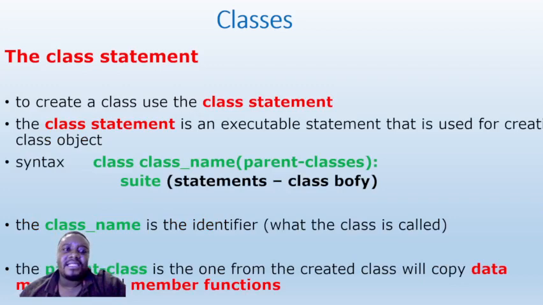To create a class, use the class statement. The class statement is an executable statement that is used for creating a class object. So the syntax of a class: use a class name, in brackets the parent classes, and then the suite of statements. The class name is the identifier, what the class is called. The parent class is the one from which the created class gets a copy of data members and member functions.